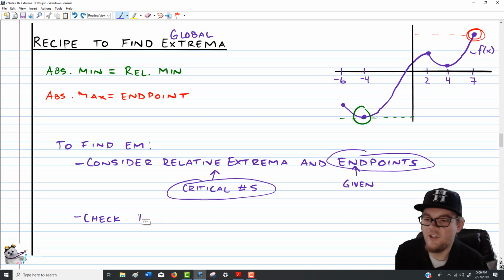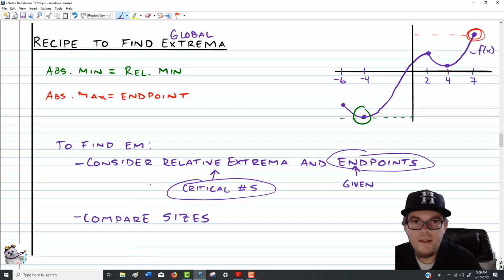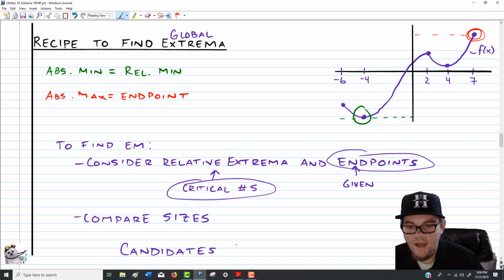Or forget "check relative size," that's a fancy way of saying compare size. So we'll just see which one's the biggest and which one's smallest. So this process that we're talking about has a name, and in this process we're going to check all of these potential values. The process we're going to follow is called the candidates test. And I like to think of it as kind of like a debate of sorts. But for the moment, it's just nice to know what the name is.